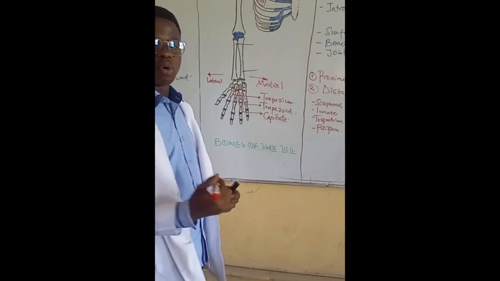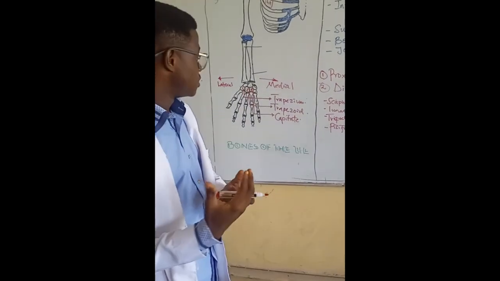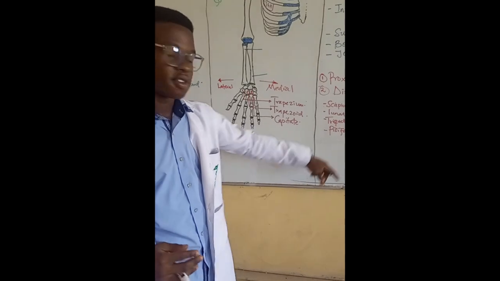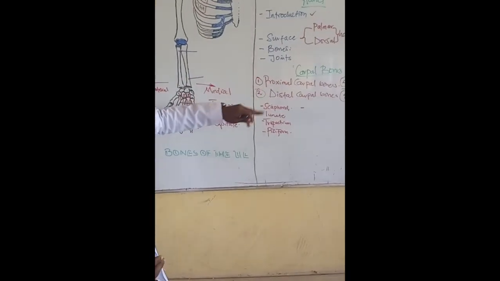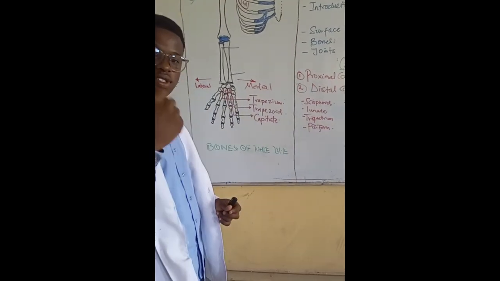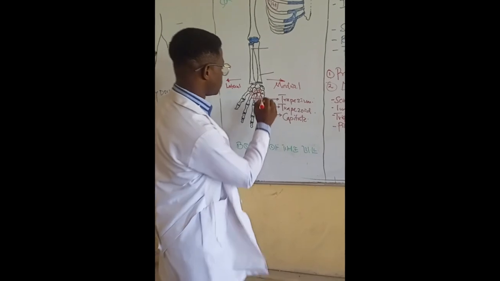Then the fourth bone we will be considering, which is the most medial bone of the distal carpal bones, just like the pisiform in the proximal carpal bones, is the hamate. So the hamate is the most medial bone of the distal carpal bones. So don't forget.